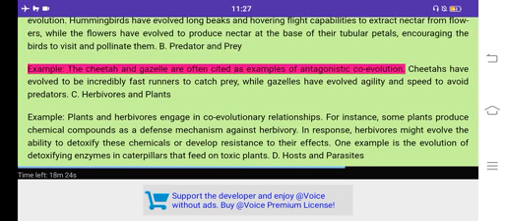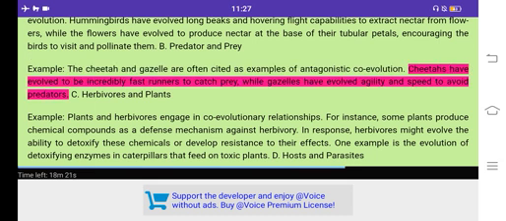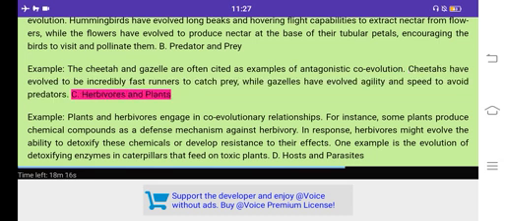B. Predator and prey. Example. The cheetah and gazelle are often cited as examples of antagonistic coevolution. Cheetahs have evolved to be incredibly fast runners to catch prey, while gazelles have evolved agility and speed to avoid predators.